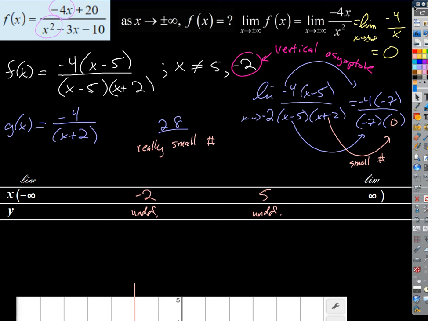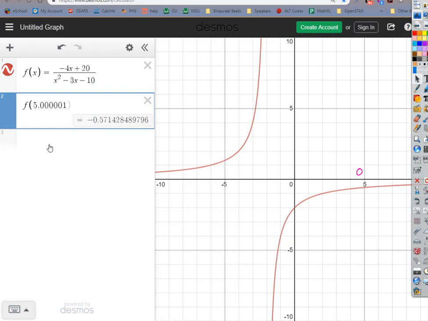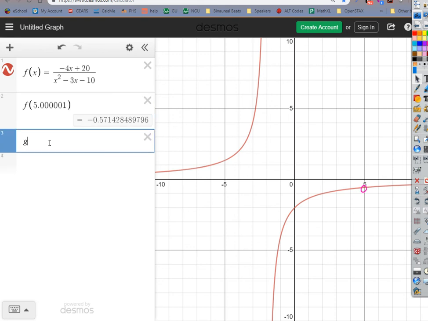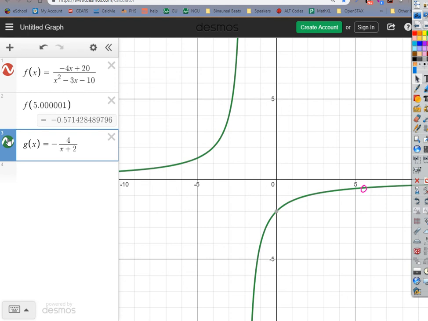We created this other function that looks a lot simpler. Let's call it g of x, and let's look at the graph of that one. So if we graph g of x equals, what was it, -4 over x plus 2, right? It's the same thing. Look at that. If I turn g of x off, look what happens. It exactly overlaps.